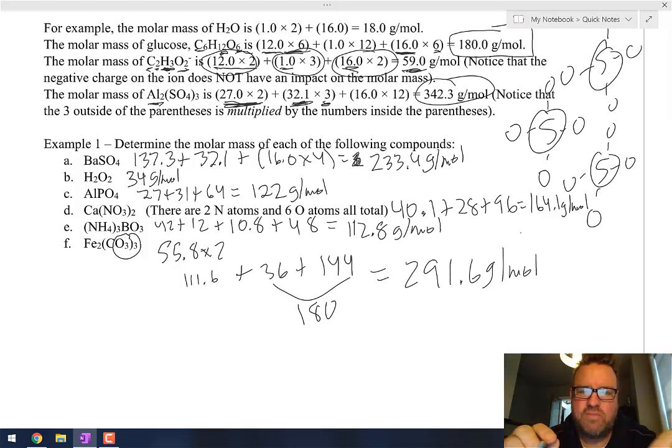Okay, and so those are the molar masses that we are going to use, that we'll learn about in our next lesson, when we convert between moles and grams.